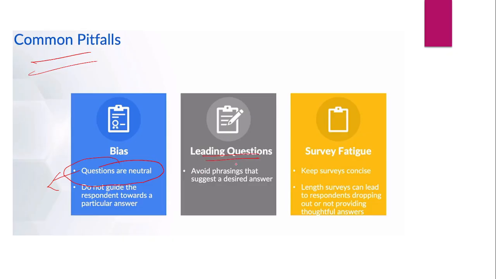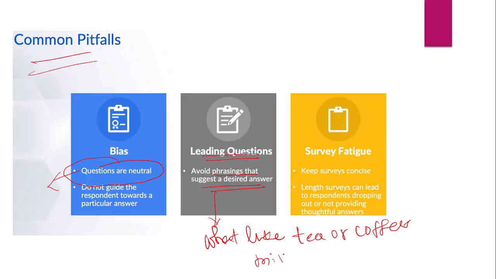And leading questions. Leading question means avoid phrasing that suggests the desired answers. It means you are giving a certain question: what do you like, tea or coffee? Maybe the user may like milk also. But in the question, you are giving two options only, tea or coffee. It means the user is pushed toward a biased answer, saying only tea or coffee. So this is what you have to avoid in survey questions.